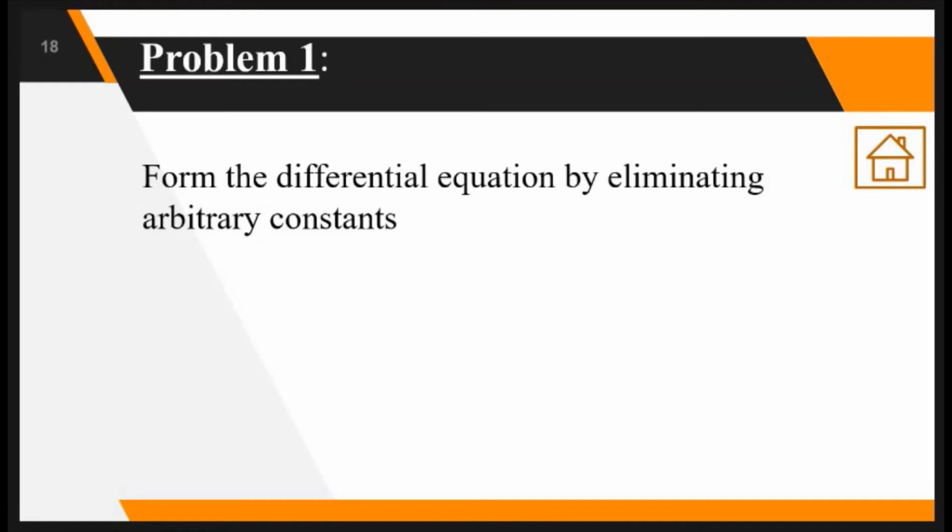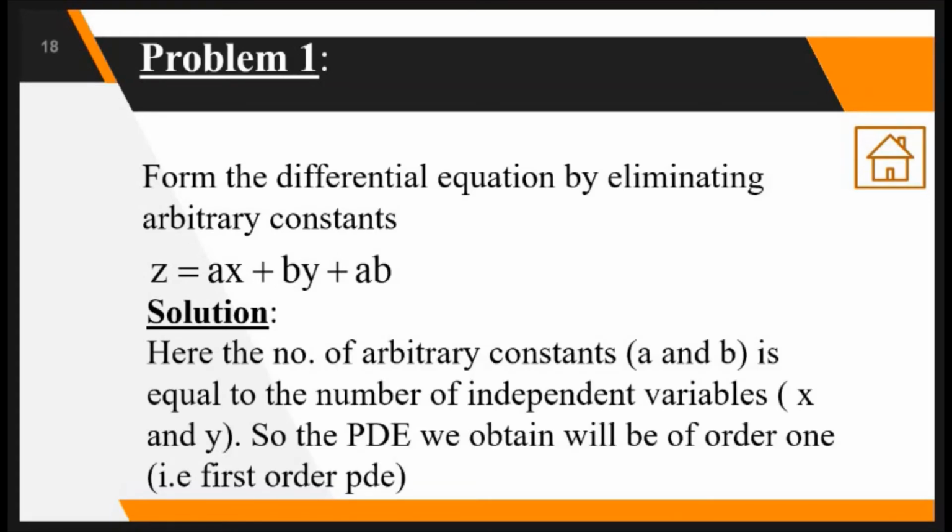Problem 1. Form the partial differential equation by eliminating arbitrary constants: z equal to ax plus by plus ab. So here first what you have to do is count the number of arbitrary constants and the number of independent variables. Here a and b are the arbitrary constants, x and y are the independent variables. So here we get a partial differential equation of order 1.